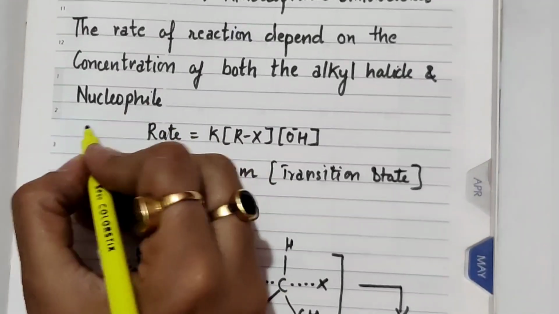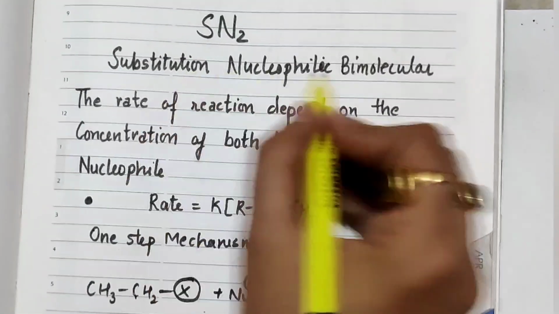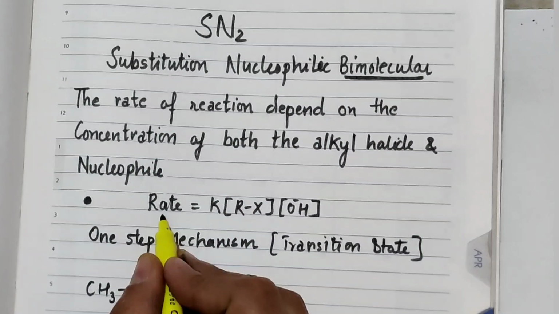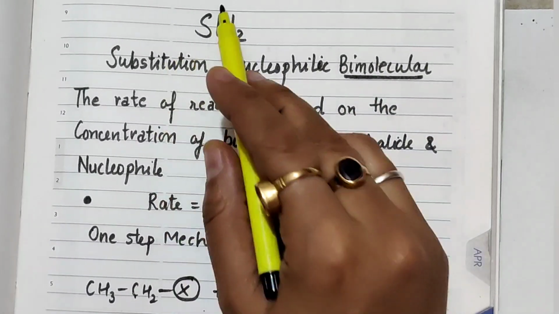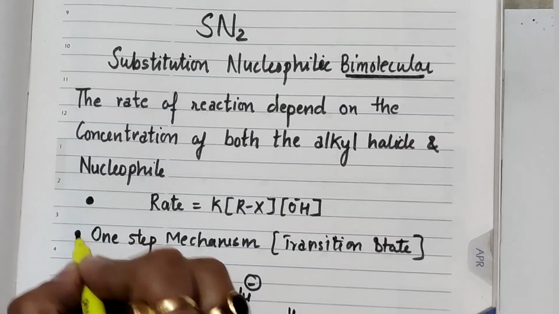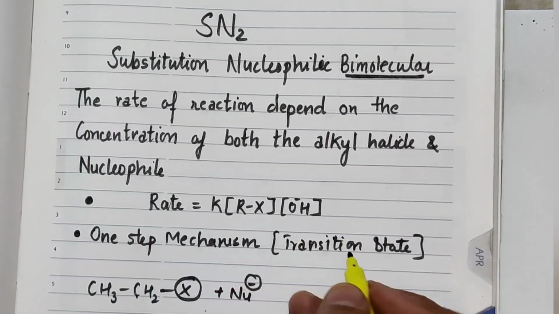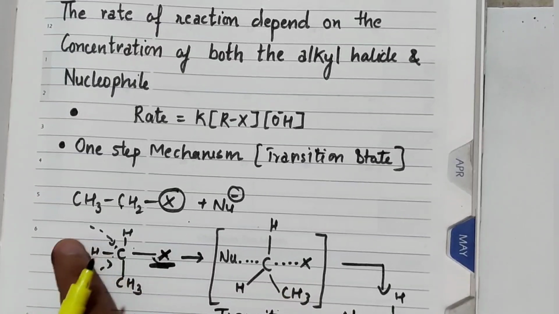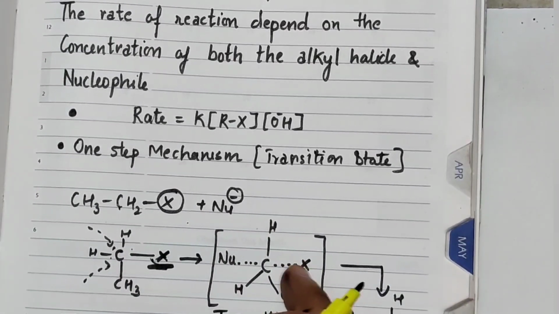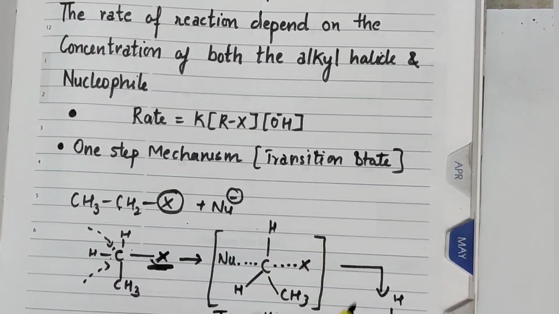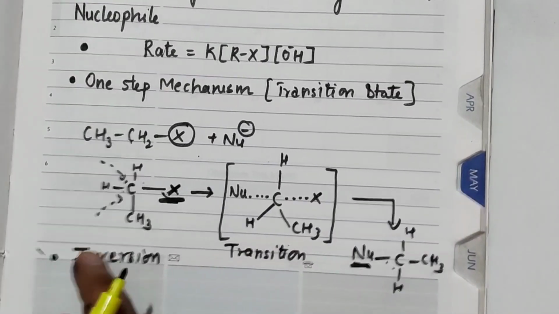So the first point, the rate is bimolecular, or we can say the rate depends upon two molecules, hence it is a bimolecular substitution reaction. Next important point, it is a one-step mechanism with a transition state, where bond formation and breaking take place simultaneously. Then finally the product is formed where inversion takes place.